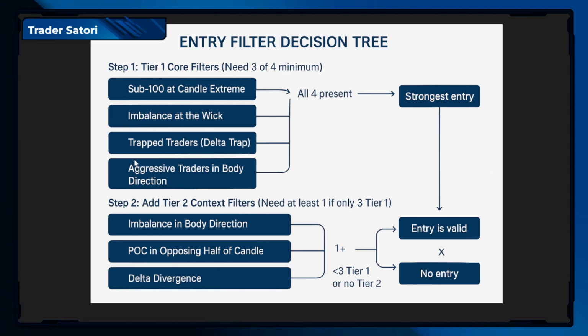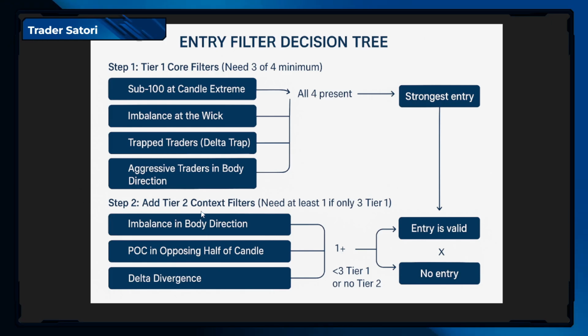If all 4 of these are present, that is an A plus setup. As you can see up here, strongest entry, that's an A plus setup. What I will do on that is risk as much as I can, my full risk. Say I'm risking 2 contracts as my full risk, I will take that on an A plus setup. Now let's go on to step 2 and have a look.